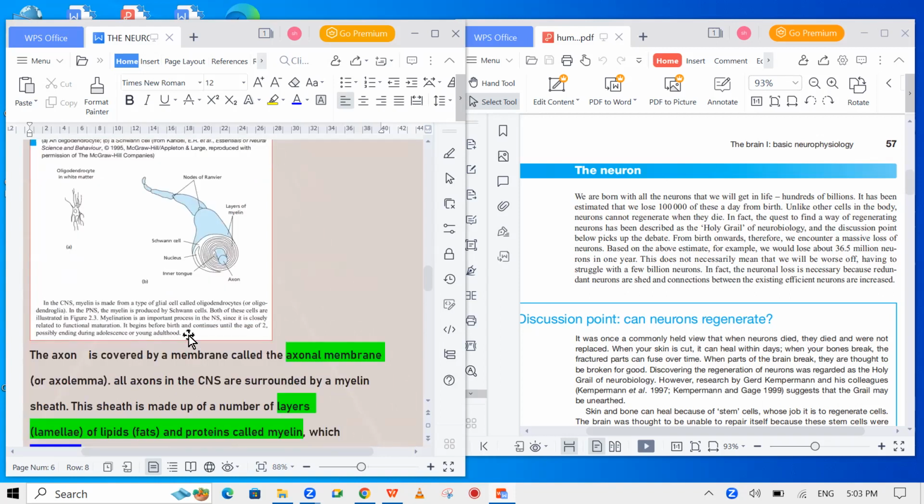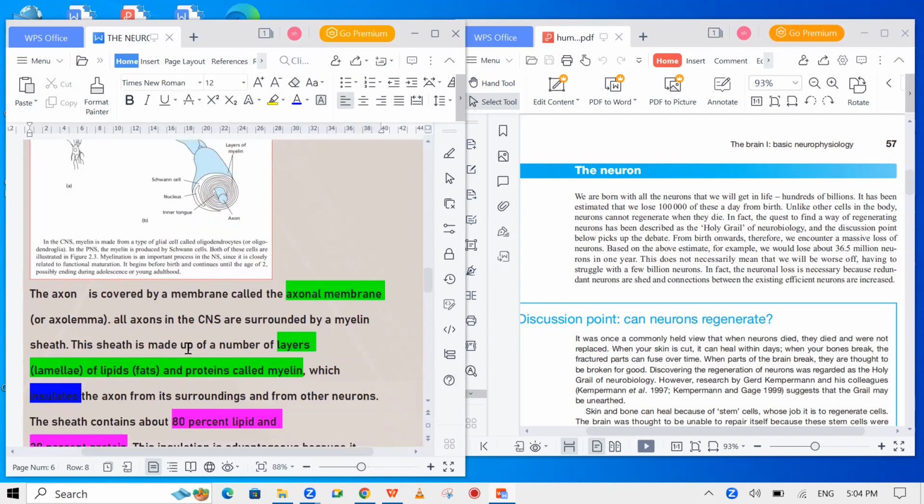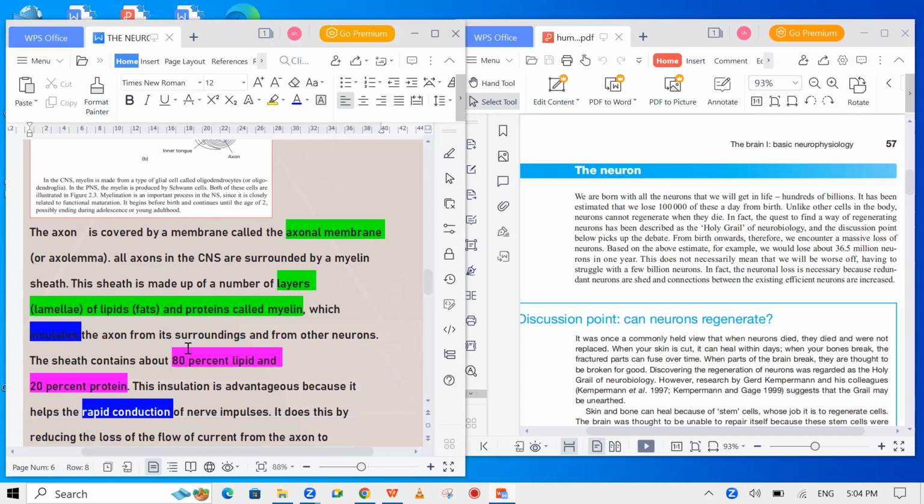So these are basically the layers of fat and proteins. So it insulates the axon from its surroundings, from the other neurons. The sheath contains about 80% of the lipid and 20% of the protein. The insulation is advantageous because it helps in rapid conduction. If the proteins and the lipids surrounding the neuron, the layers, get disrupted, the conduction process will not work appropriately. Thus, it is one of the conditions in Alzheimer's disease.